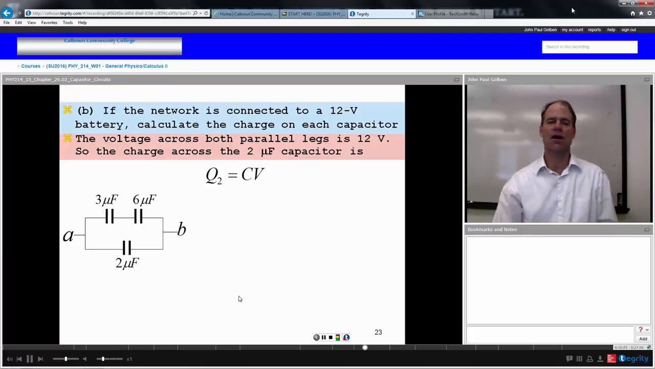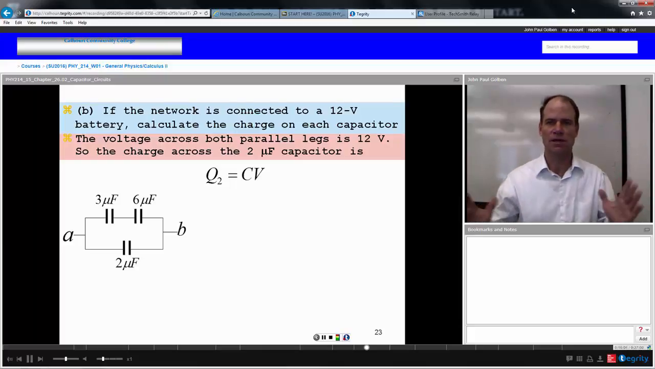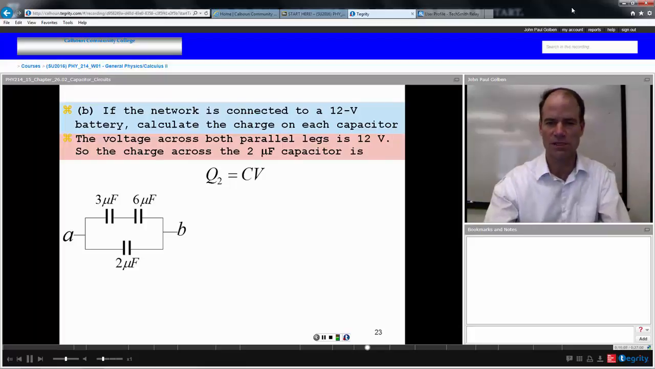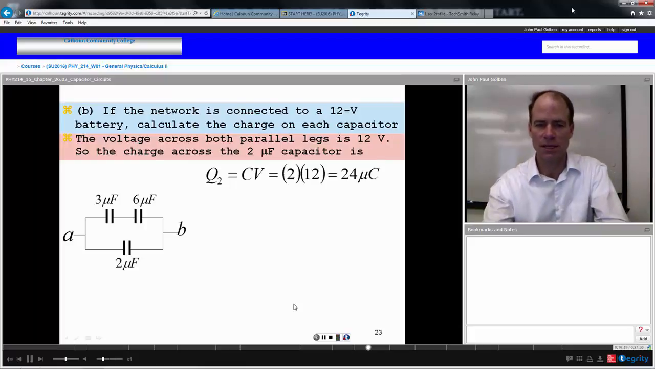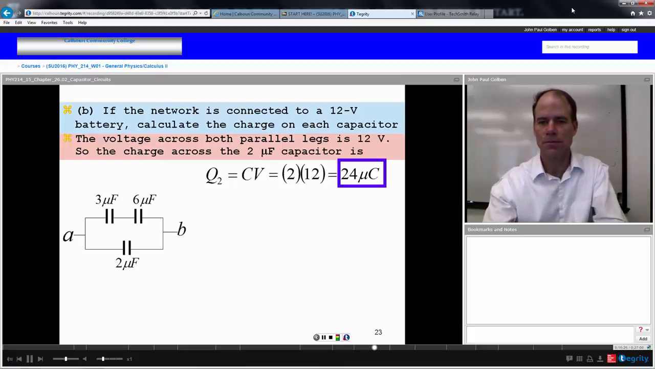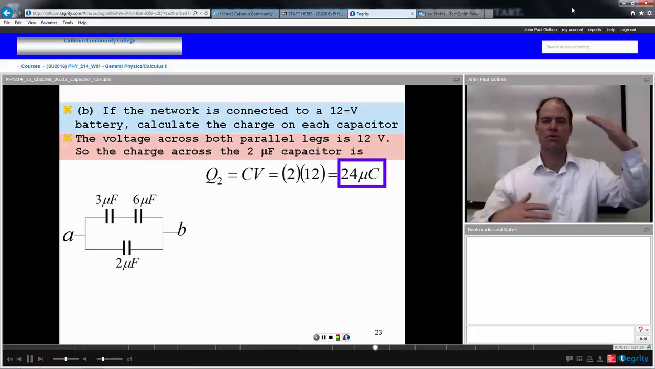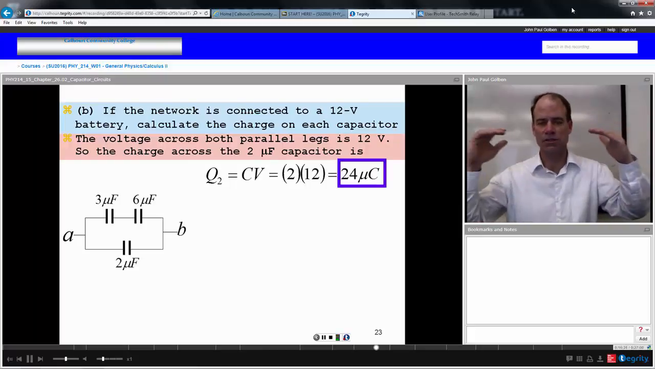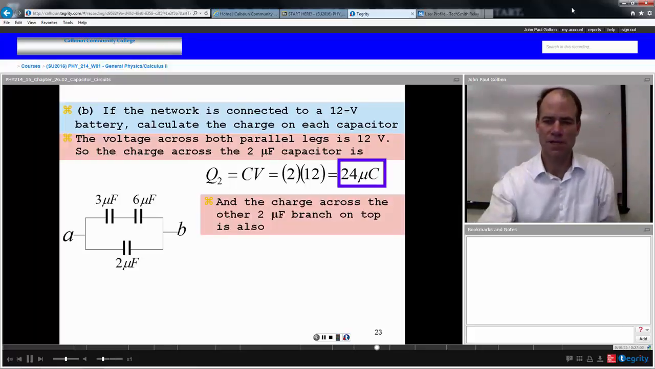So the charge on our branches should be equal to the equivalent capacitance of each branch multiplied by the voltage across the branch. So Q equals CV. That's going to be 2 microfarads times 12 volts, or 24 microcoulombs. Note that we pass the micro all the way through. 2 microfarads will end up giving us microcoulombs. And that will be the charge on both branches, including the equivalent 2 microfarad capacitance up top.